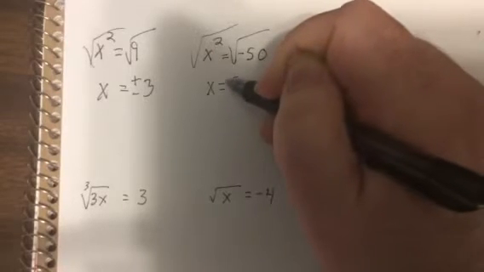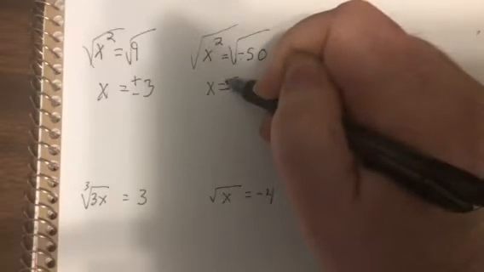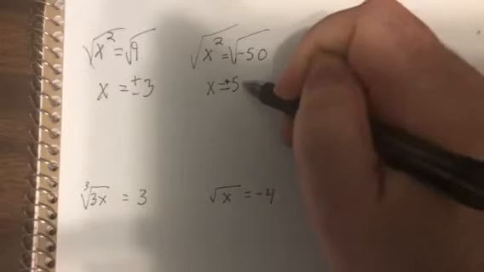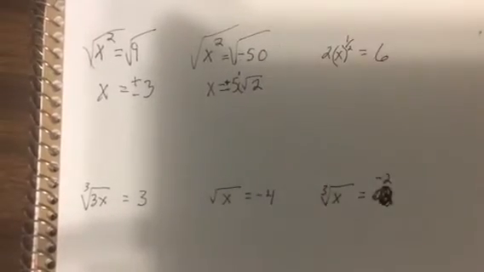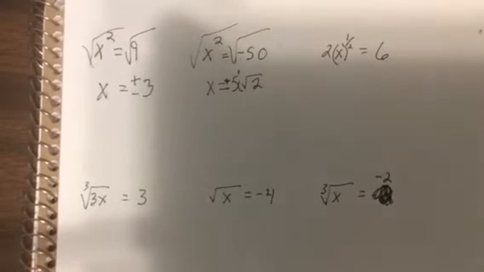Oh, plus or minus, I forgot the plus or minus. I told you not to forget, and here I forgot. Square root of 2, and I forgot the i. So it's plus or minus 5i square root of 2.